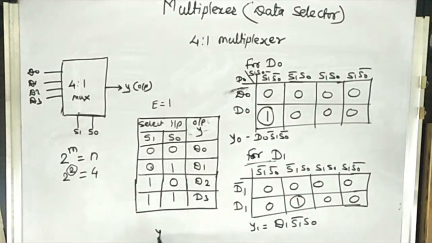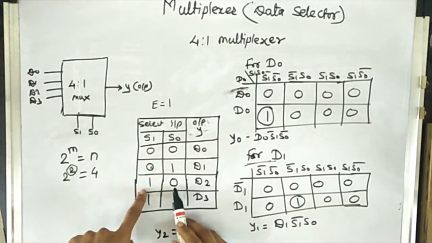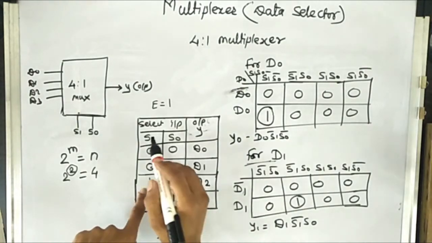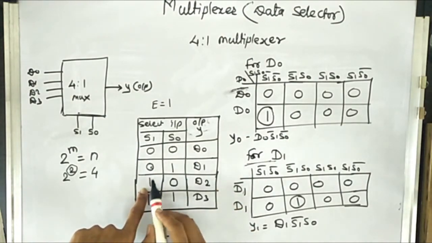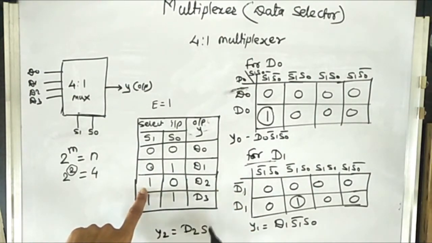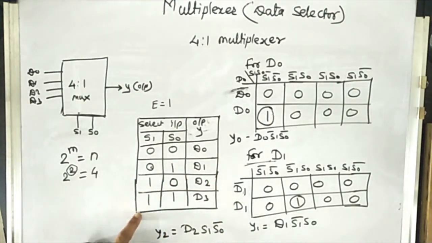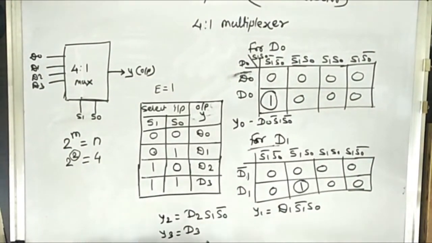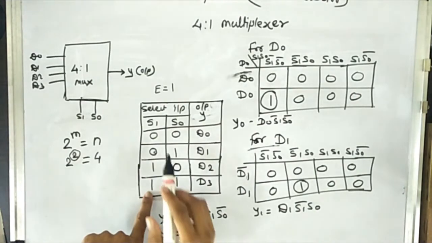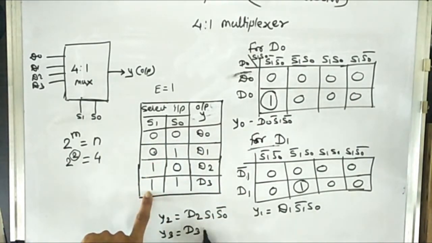So here for Y2, that means for D2, D2 must be 1. And the select line combination for D2 is S1 and S0 bar. As S1 is 1, we can directly write S1, and here S0 is 0, so we can write S0 bar. Similarly for Y3, that is for D3, when D3 is 1, at that time only the output will be 1. So we can directly write D3, and the select line combination is S1 is 1 and S0 is 1. So we can directly write S1 S0.